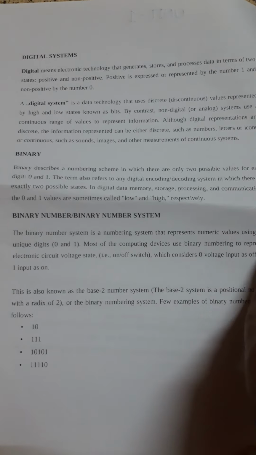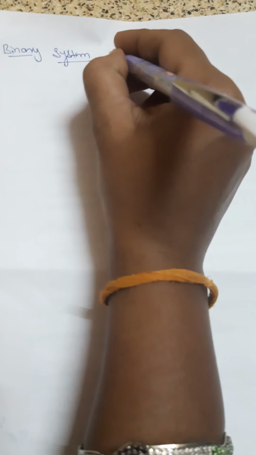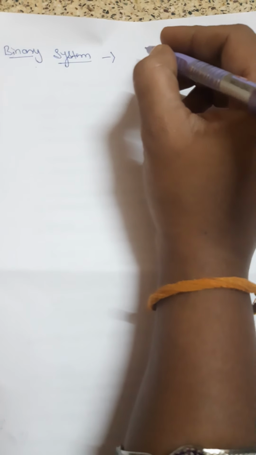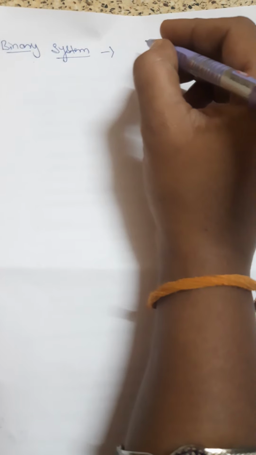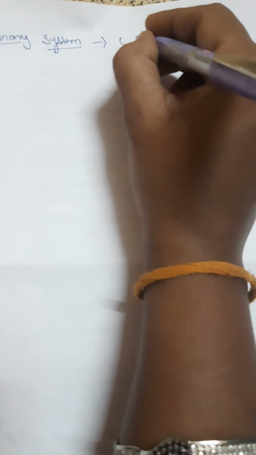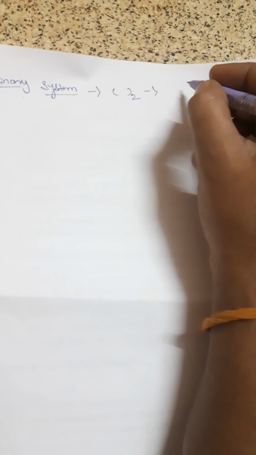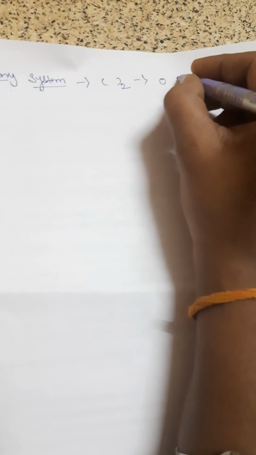The first one is the binary number system. As I already told, in the binary system the base is 2, and it represents numbers in the form of zeros and ones. That is the binary number system.